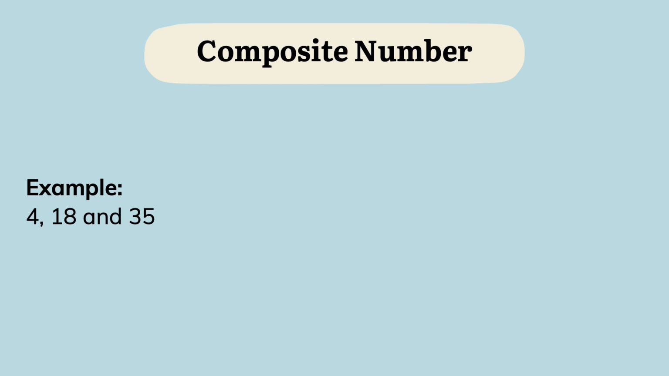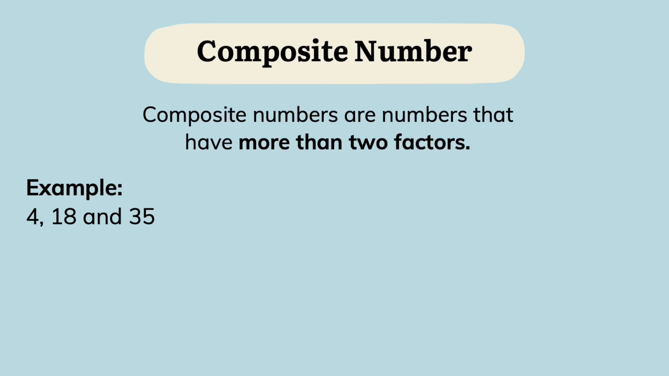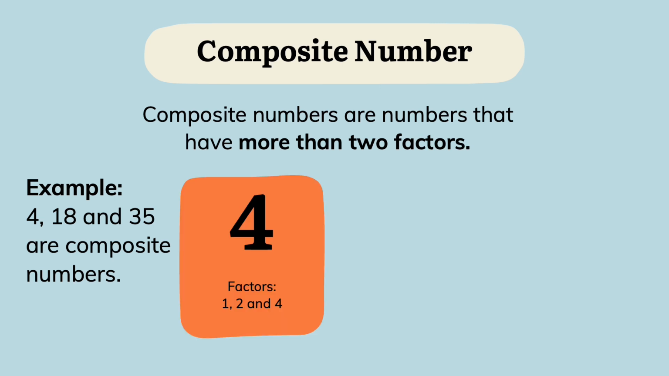On the other hand, composite numbers are numbers that have more than two factors. For example, we have the numbers 4, 18, and 35. As you can see, 4 has the following factors: 1, 2, and 4. To be able to get a product of 4, we multiply 1 and 4, and 2 to itself.